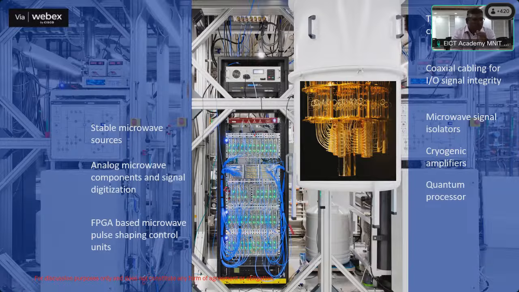So there will be cryogenic amplifiers. There will be some microwave signal isolators. Then there is coaxial cabling. There is thermalization and cryogenic stability, with the wires coming from the top. Then on the left side, you see all the microwave sources, the analog microwave components and digital signal digitization, which is basically sending inputs. Whenever you are talking through a normal processor and trying to communicate with the quantum processor, the information flows through these microwave sources where the inputs are given, right? So the FPGA-based microwave pulse shaping control units are there. All these things will talk.